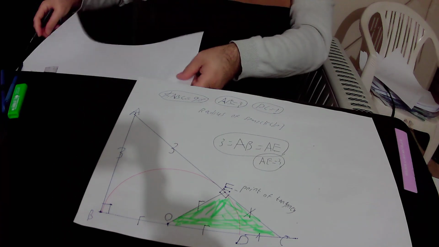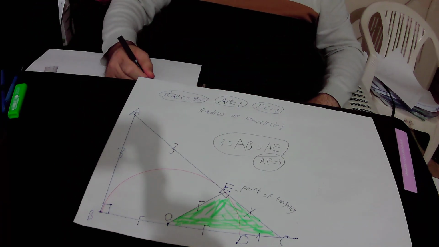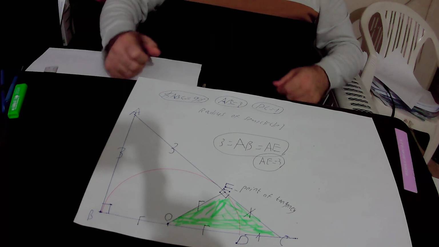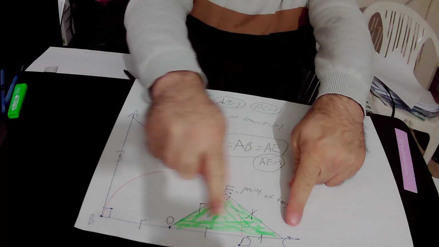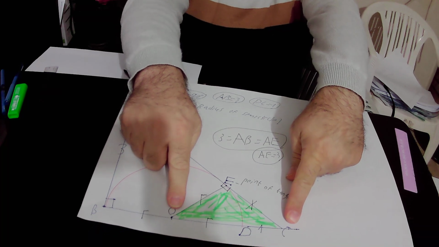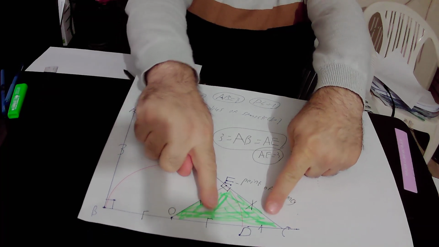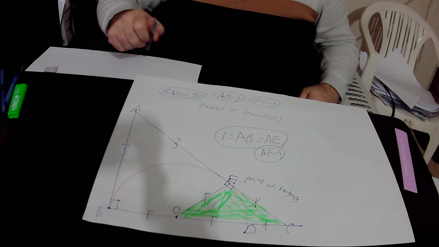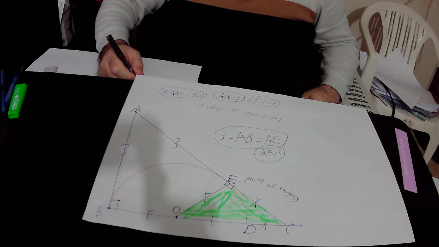So, what is the value of OC? The value of OC, as you can see from the drawing, is R plus 1. So if OC equals R plus 1, then OC square will be equal to R plus 1 square.